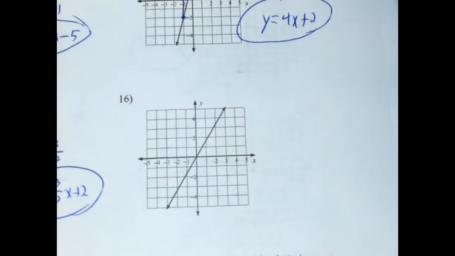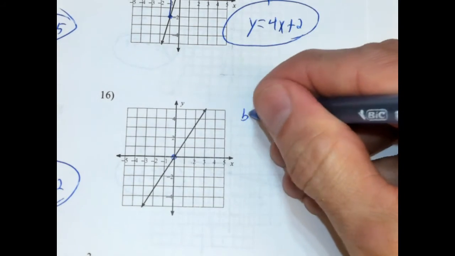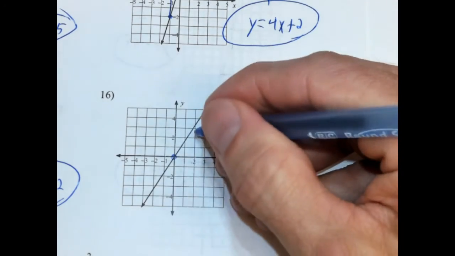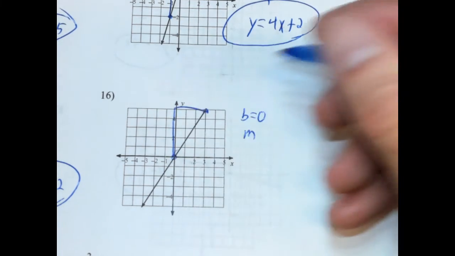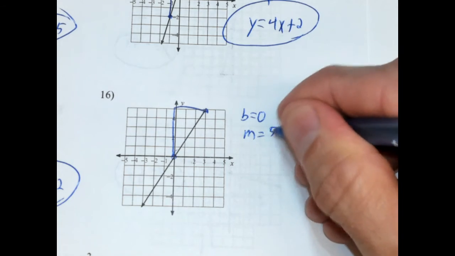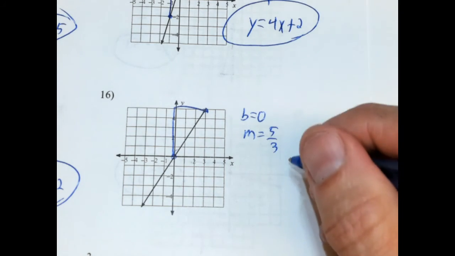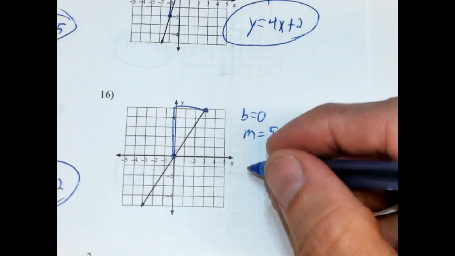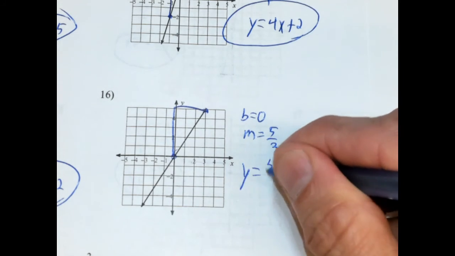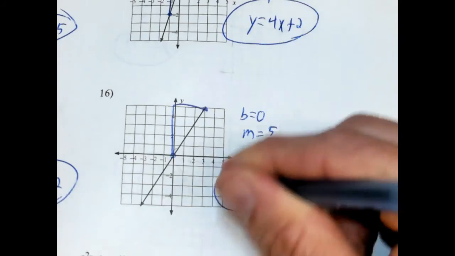And then number 16, our y-intercept is 0. And our rate of change is 5 over 3. There's the bell. It's positive. We're going up from left to right. So y equals 5/3 x plus 0, which is y equals 5/3 x.